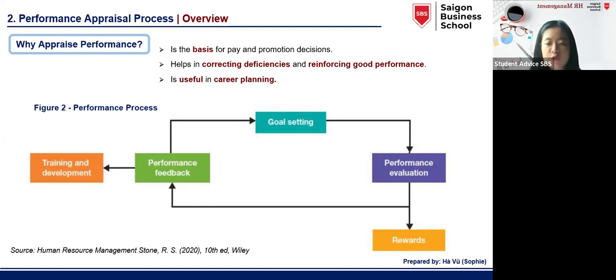Secondly, measuring performance. It's when the line managers compare the actual performance of the employees with the goal established in the first step. Thirdly, providing performance feedback. So after measuring performance, a review is conducted where performance improvement areas are identified and development needs are discussed. We will delve into each step in the upcoming section.